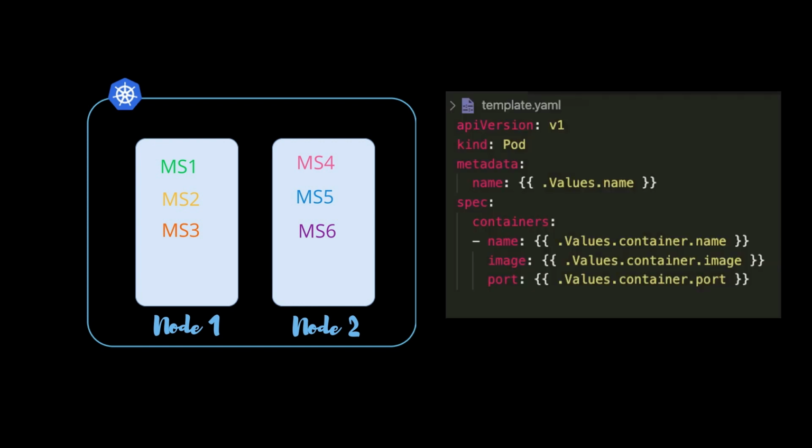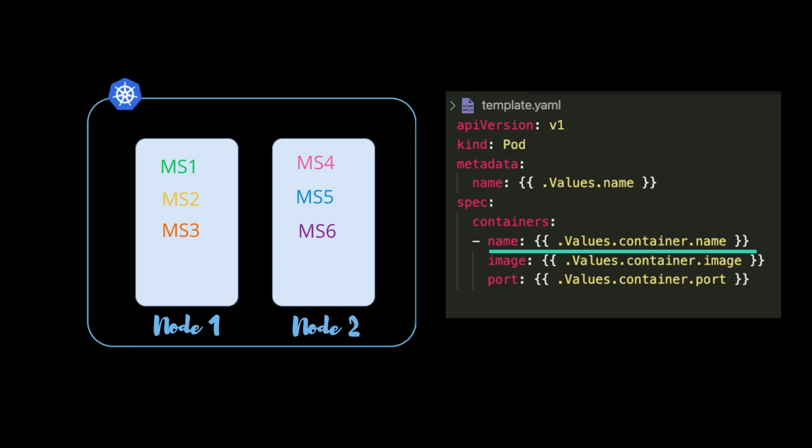A template file will look something like this. Instead of passing the actual value in the file, you have to provide the syntax as a placeholder. And these values will get populated from the values.yaml file. So the benefit of using the template is that instead of writing and maintaining multiple files for a deployment, you just have to maintain one file, and the same can be deployed to multiple environments.